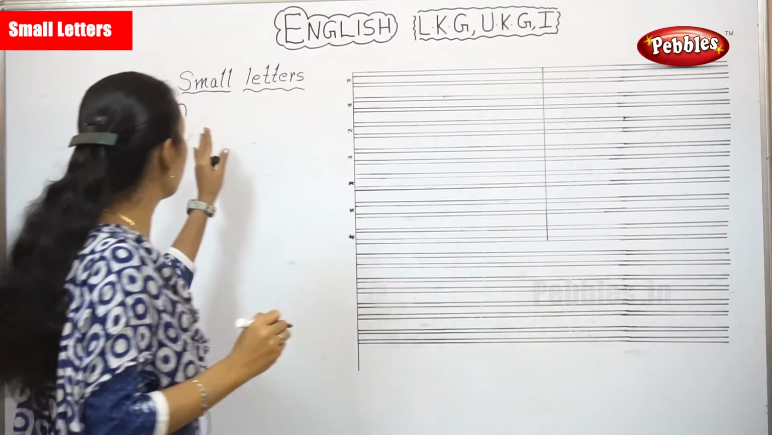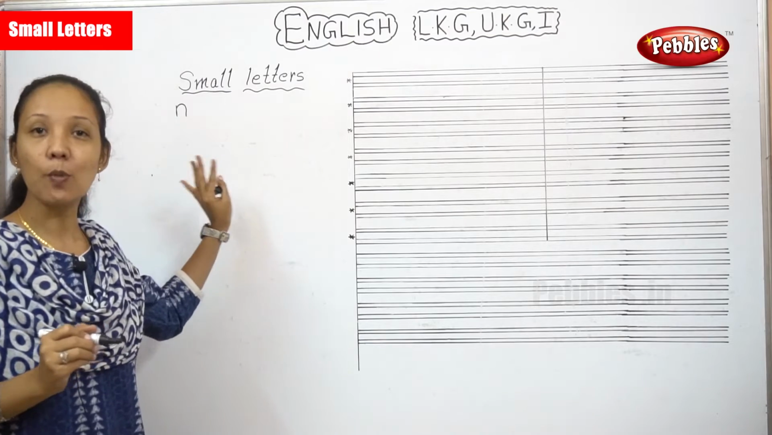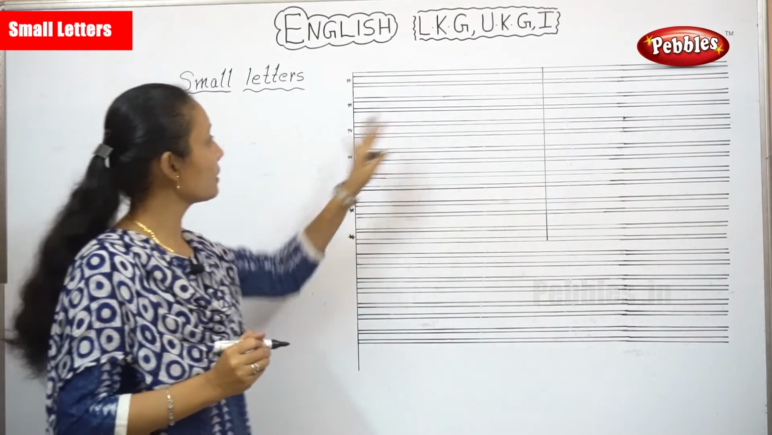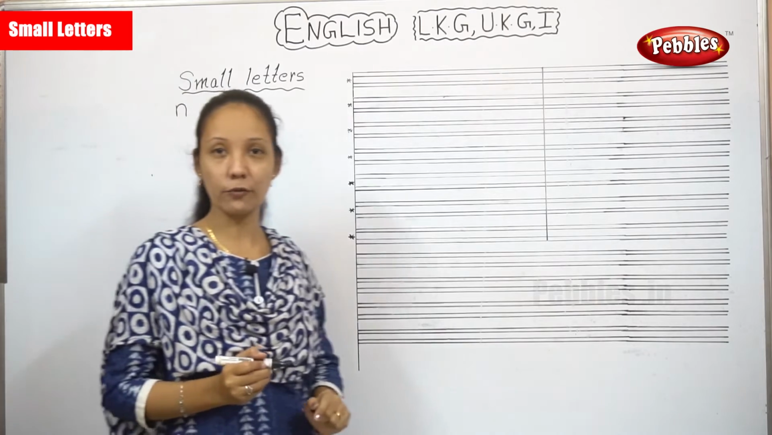So you get your alphabet as N. So this is small n. Now shall we see how to write the small n in your four lines, children?